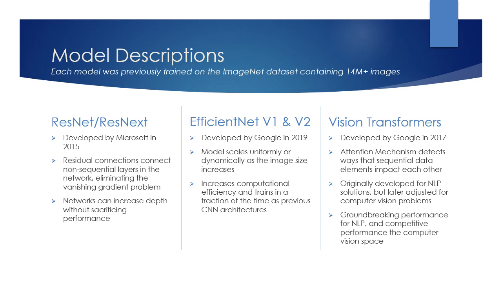The vision transformer model is not a convolutional neural network like the other two, but a transformer model. Transformers were developed by Google in 2017. The attention mechanism in the model detects ways that sequential data elements impact each other. This was groundbreaking because it was originally developed for NLP solutions. It's what powers ChatGPT, and it's been adjusted to work in the computer vision space. It's been competitive there, and its capabilities are also tested in this analysis.